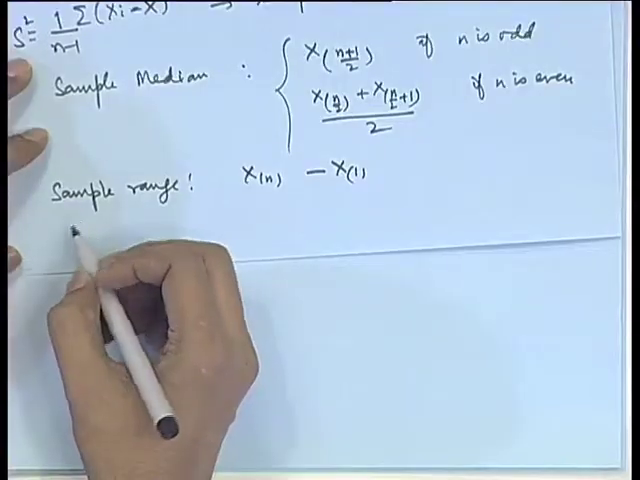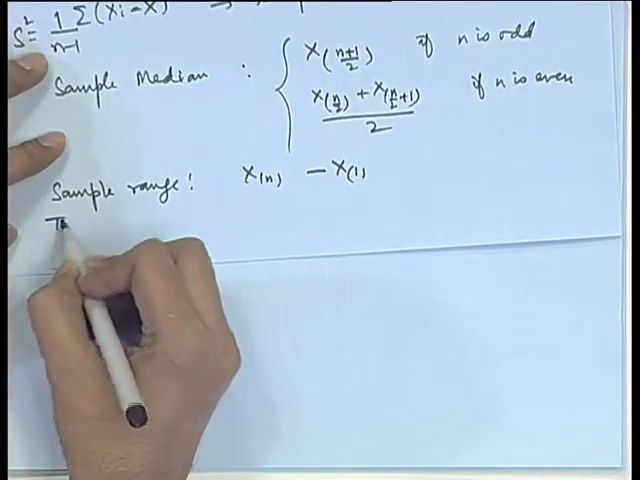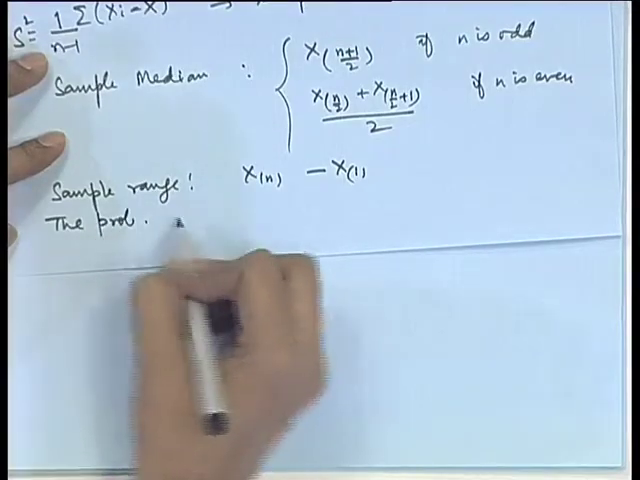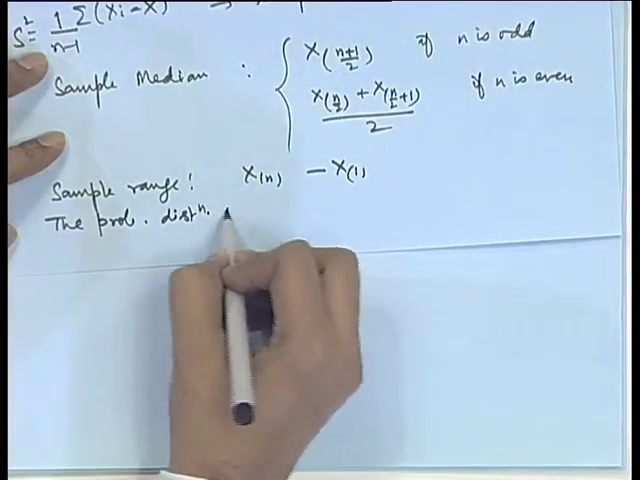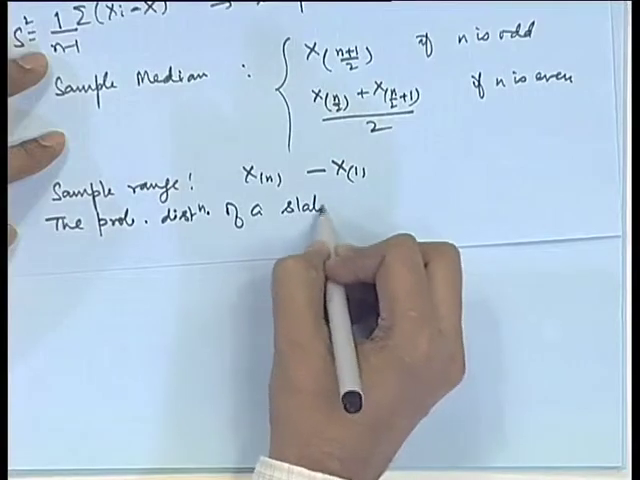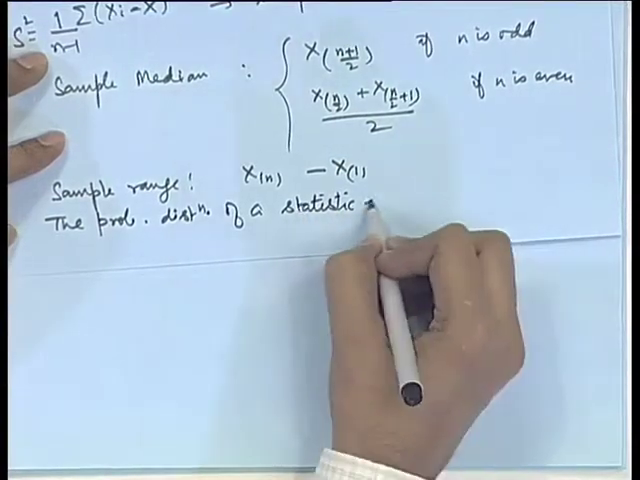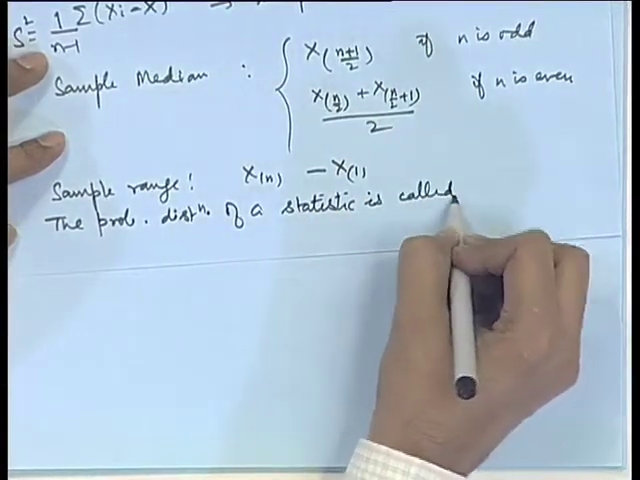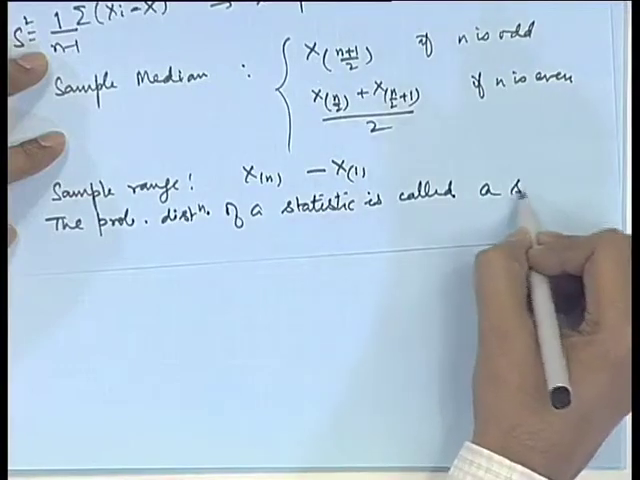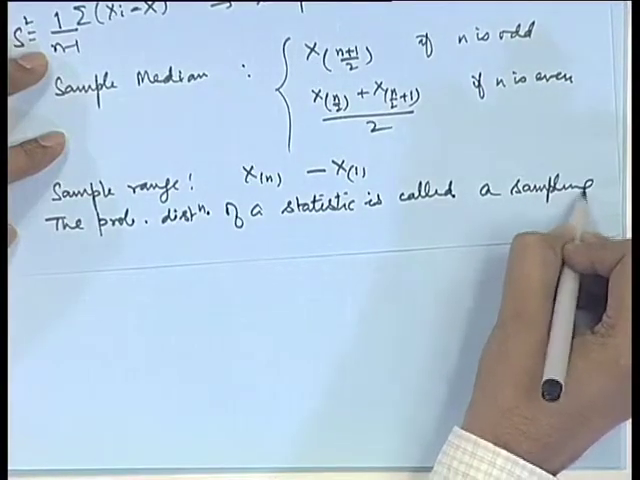The distributions of these statistics are known as sampling distributions. So, we may formally define: the probability distribution of a statistic is called a sampling distribution.